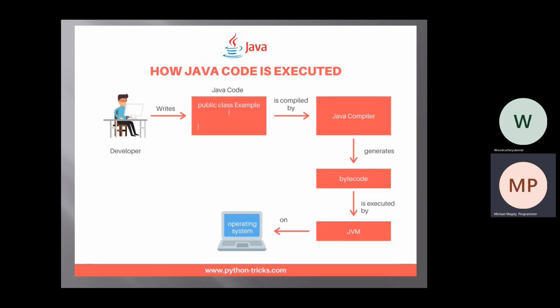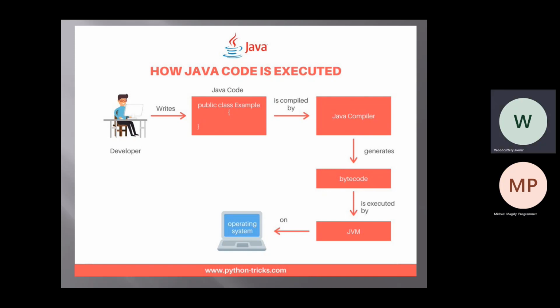This JVM is very powerful, because it is the one that makes Java run on any hardware or on any operating system. It can convert this bytecode to a version compatible with any hardware or any operating system. So remember the slogan: write once and run everywhere, anywhere.